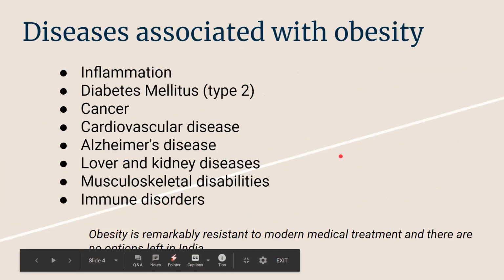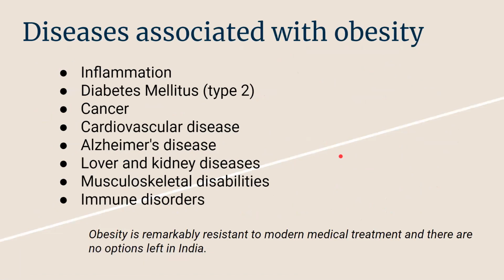And we know that today, diseases that are associated with obesity are inflammatory disorders, irrespective of what they are, all kinds of inflammation, diabetes, right? Cancer. We know that obesity can really hinder cancer treatment and can really nourish the cancer. Cardiovascular diseases, Alzheimer's disease, liver and kidney disease.